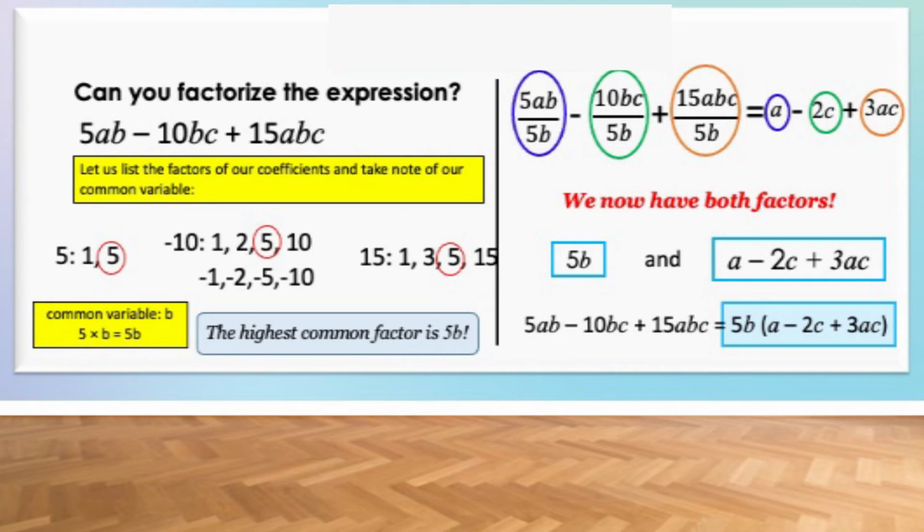5ab divided by 5b is equal to a, from which we will subtract 10bc divided by 5b, which equates to 2c. We then add 15abc divided by 5b, which is equal to 3ac. We now have both factors, 5b and a minus 2c plus 3ac. We can now write our factors as 5b multiplied by a minus 2c plus 3ac. Awesome!